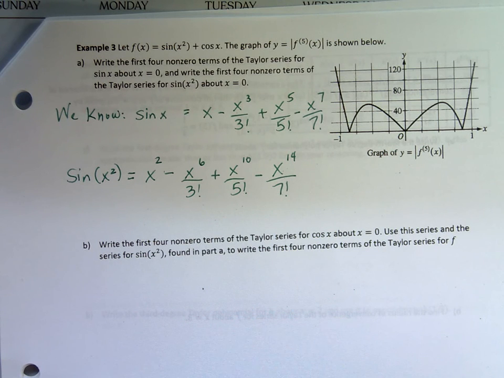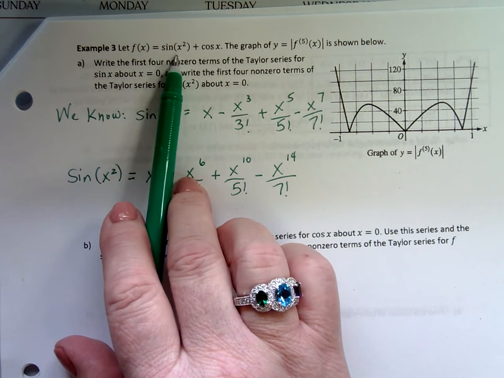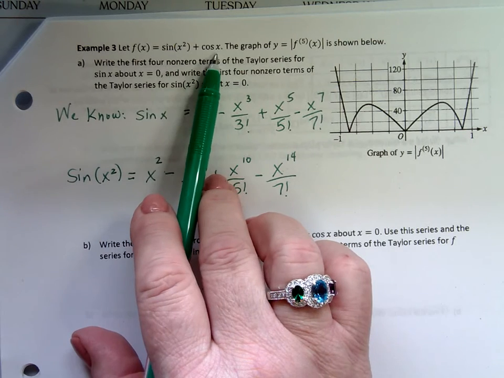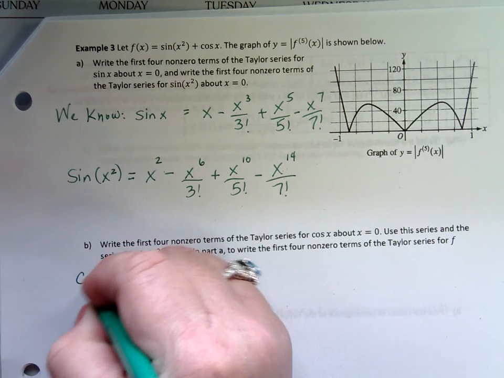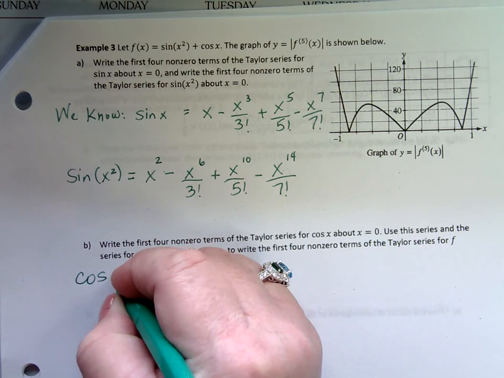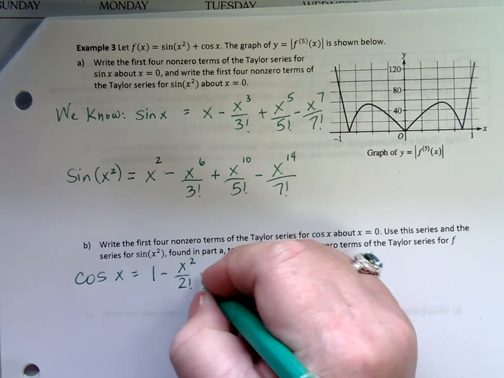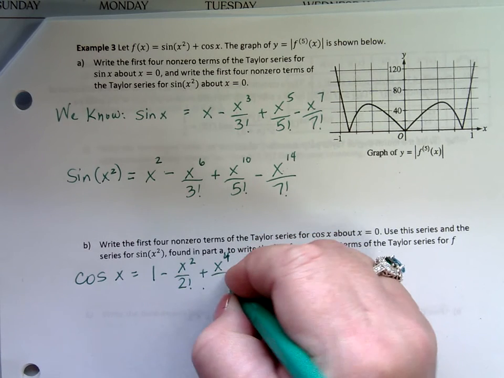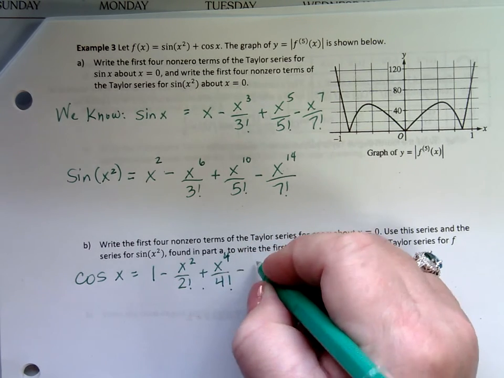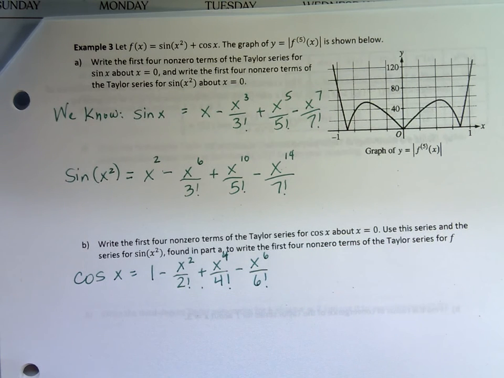Well, remember, f wanted us to add these things together. I want the sine of x squared, and I want to add it with the cosine of x. So I'm going to add those terms together. But the first thing I've got to do is write down what the cosine of x is. So cosine of x equals 1 minus x squared over 2 factorial plus x to the 4th over 4 factorial minus x to the 6th over 6 factorial. And again, you're supposed to have them committed to memory there.